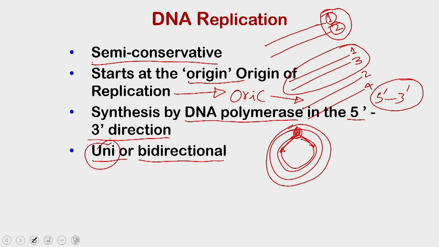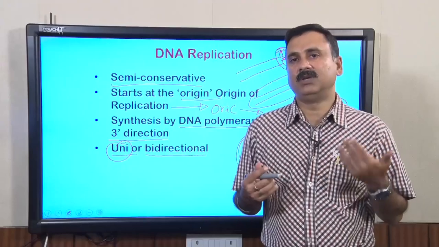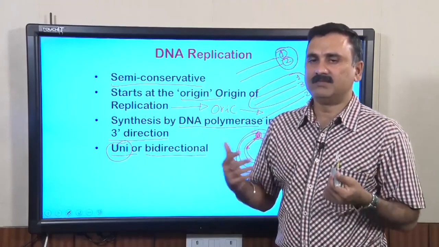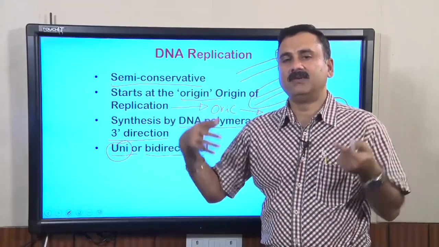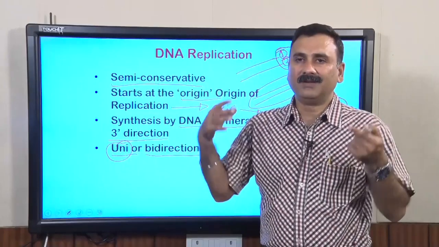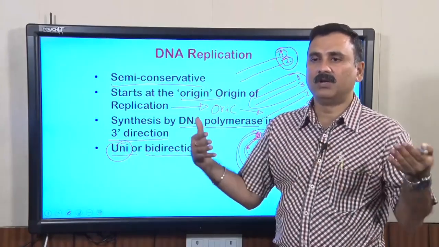Whereas in the case of unidirectional, you don't have a circular template, but an open template. In that case you have the synthesis in one direction. So DNA replication could be unidirectional or bidirectional, which means two DNA polymerases can sit on the same DNA and run in different directions.